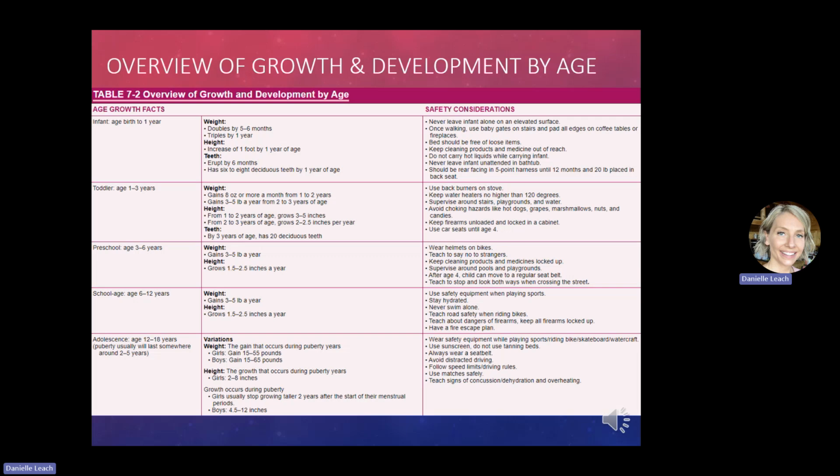Another thing to know is that babies usually start erupting their baby teeth around 6 months of age. They usually have around 6 to 8 deciduous teeth by 1 year of age. That just means baby teeth. And then by 3 years of age, they usually have all 20 of their baby teeth.